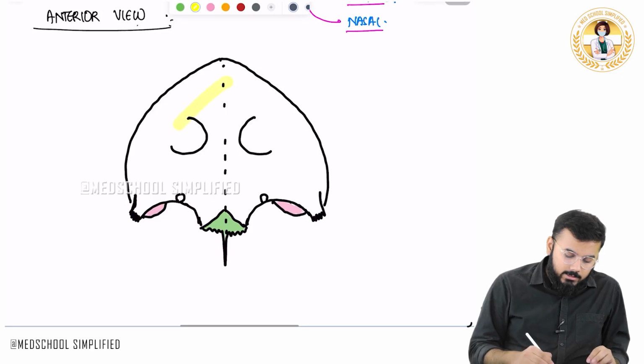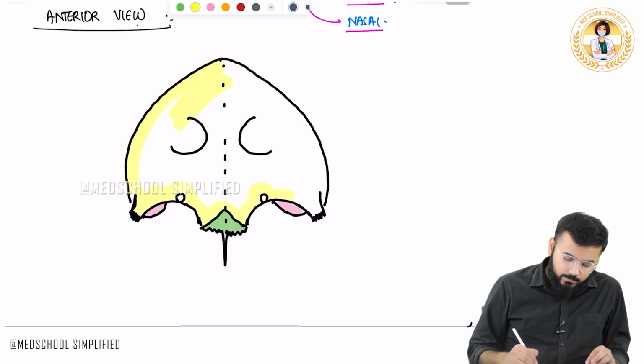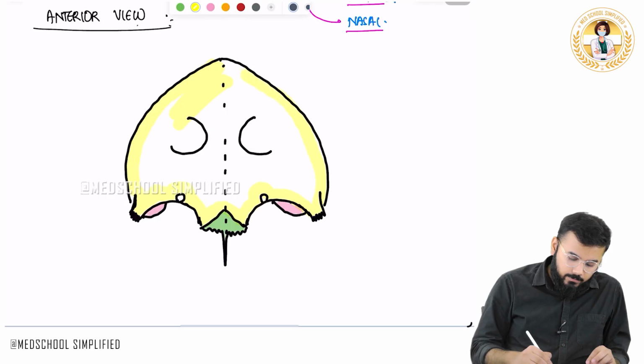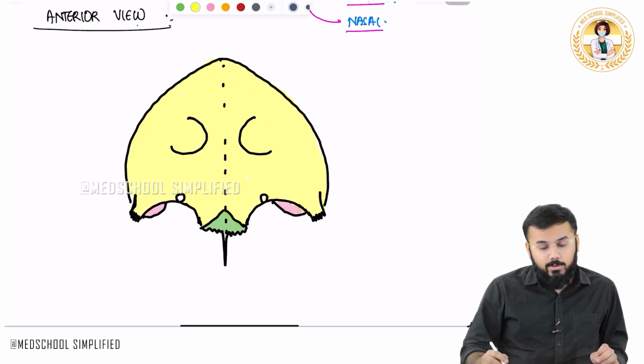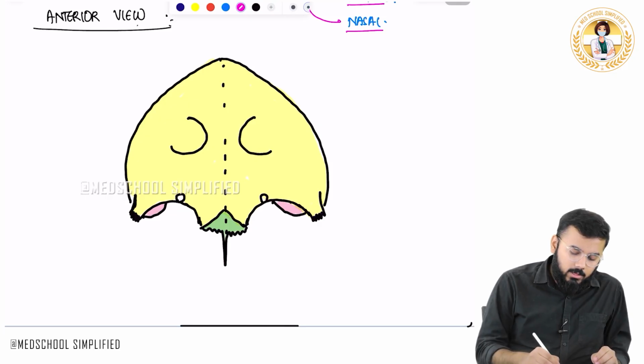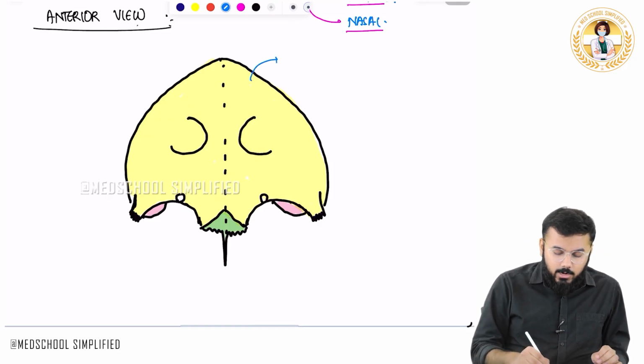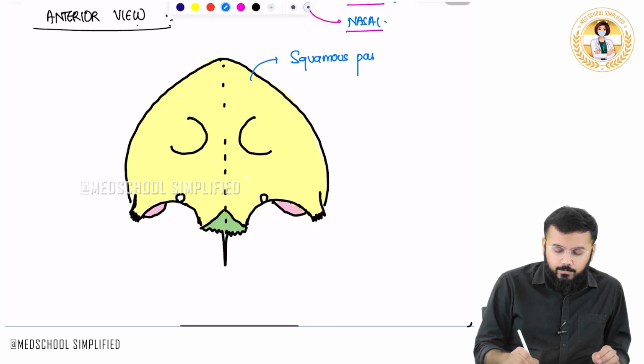And after orbital and nasal is done, the remaining part, see this entire part, right? All this entire part which I am highlighting right now is called the squamous part. So there are different parts: the orbital part, nasal part, as well as the squamous part of the frontal bone. Okay, so let us name these parts. So this part over here is called the squamous part of the frontal bone.